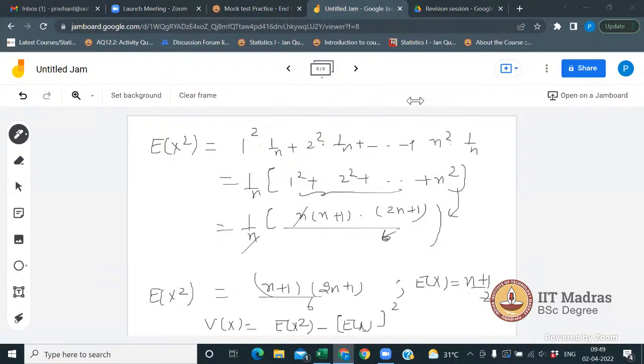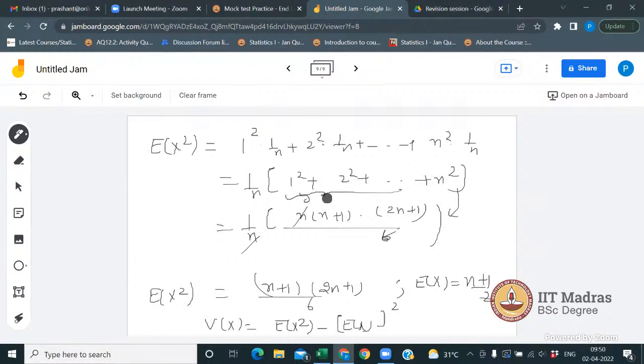Sir, one more thing: the sum of 1 square plus 2 square dot dot dot n square is equal to a upon 1 minus n? No.